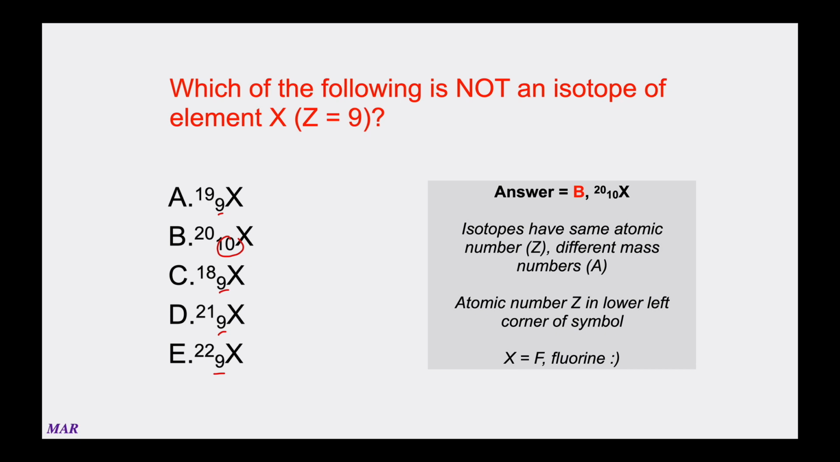If you look on the periodic table, atomic number 10 is neon. So B is definitely not an isotope. The other ones are isotopes.